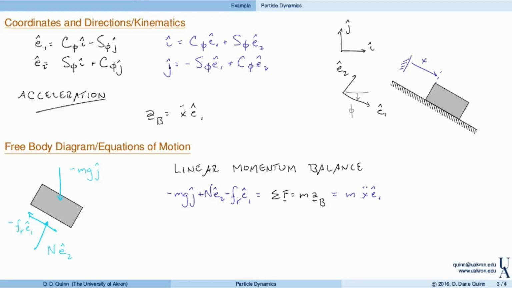So I'll take this expression for j, I'll use it here, and then I'll find components in the E1 and E2 directions. This becomes, in the E1 direction, mg sine of phi minus Fr in the E1 direction. Then in the E2 direction, I have N minus mg cosine of phi, E2, equals m x double dot in the E1 direction. So this is linear momentum balance written in terms of the directions E1 and E2.